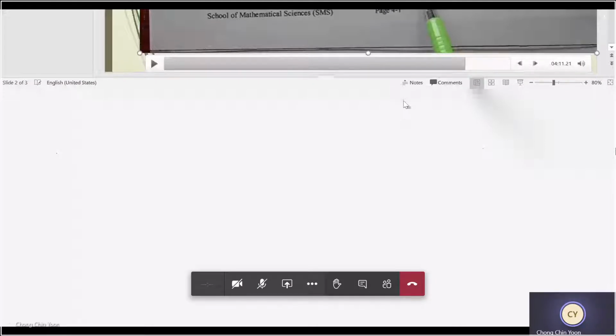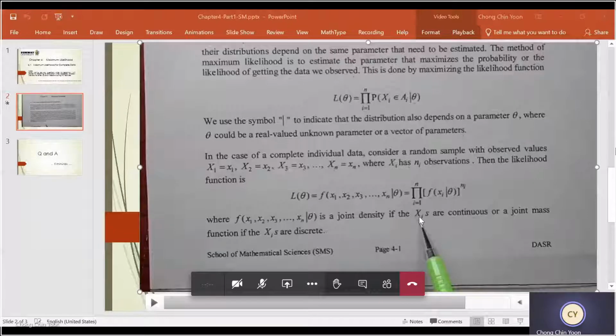Based on the individual data, you have to know A is an event, x is a random variable. If this random variable belongs to this event A, you need to multiply all the PDF or maybe all the PMF, depending on whether this random variable is continuous or discrete. I will show an example later of how we want to form it.